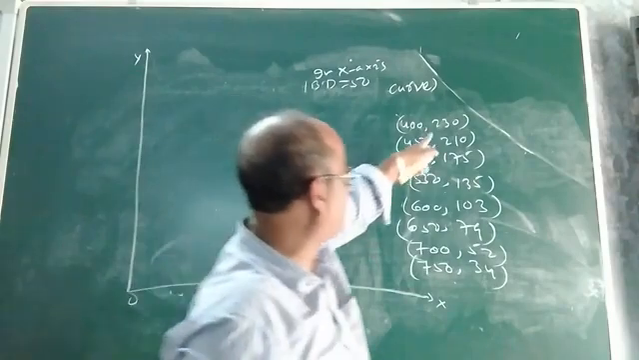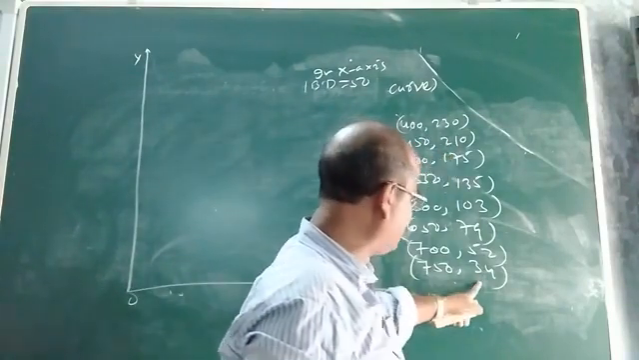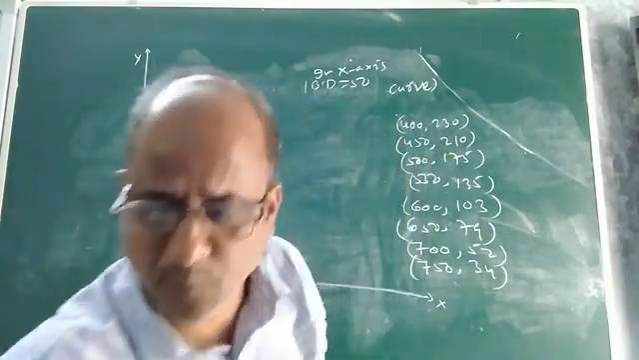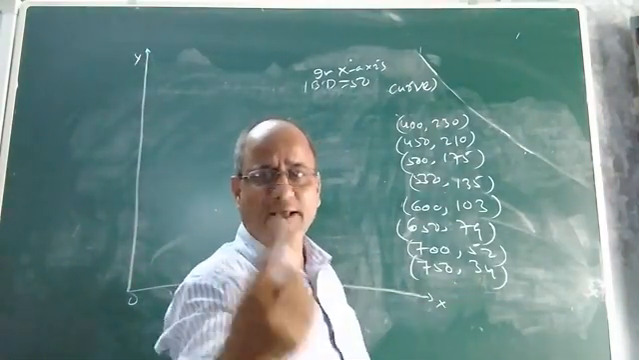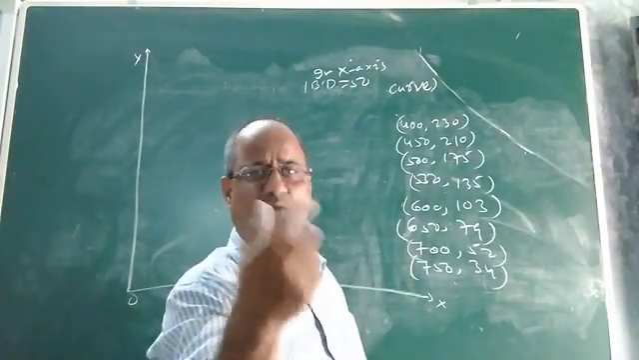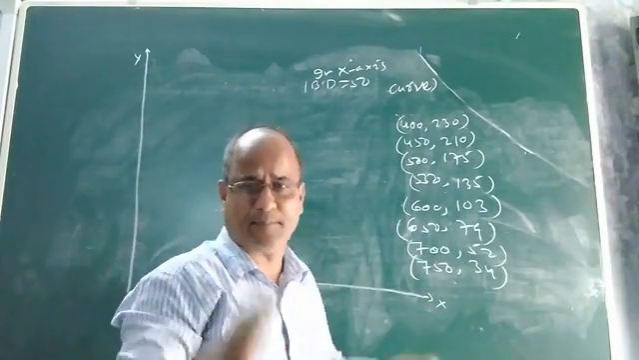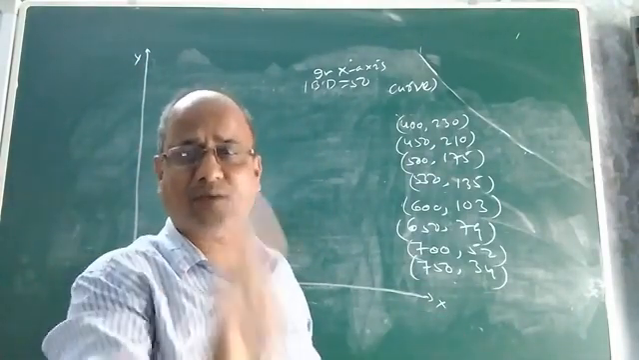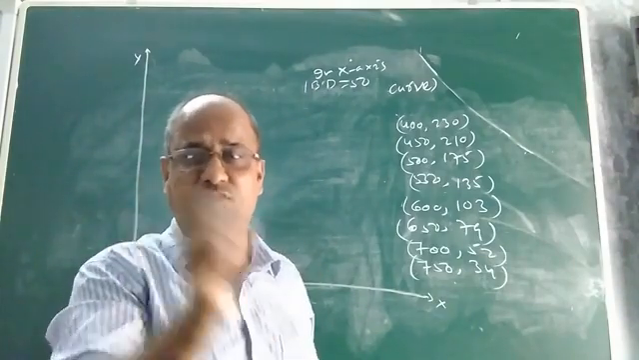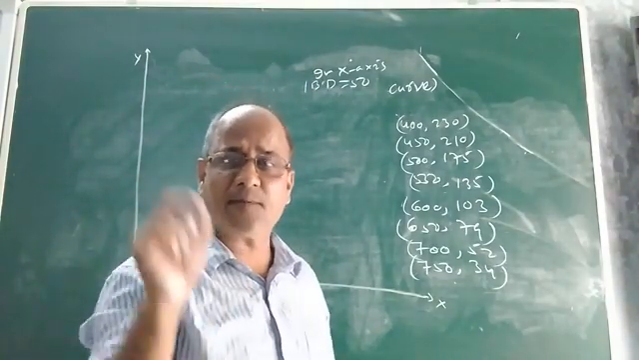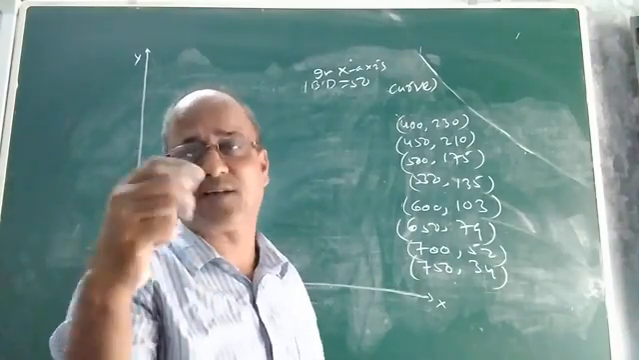Then in y-axis, look at the points. 230, 210. What is the minimum? The minimum is 34. So you can take one big division equal to 10, 20 depending upon the size of the graph paper. Actually, there is no fixed rule in choosing the scale. It depends upon the data given and the size of the graph paper.